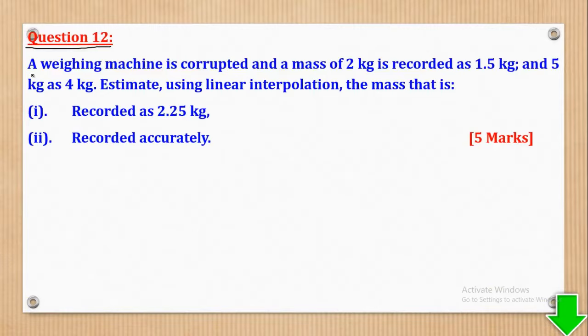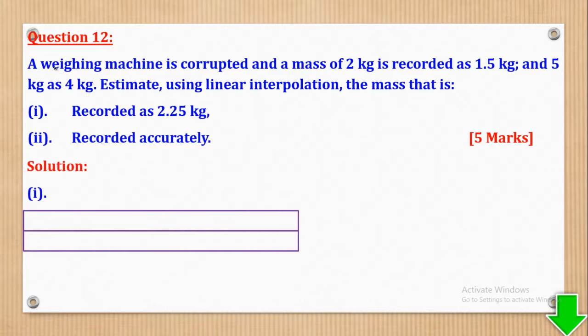Question 12 says, a weighing machine is corrupted and a mass of 2 kilograms is recorded as 1.5 kilograms and 5 kilograms is recorded as 4 kilograms. Estimate using linear interpolation the mass that is recorded as 2.25 kilograms. So here we're going to draw a table having corrupted result and also the correct result.